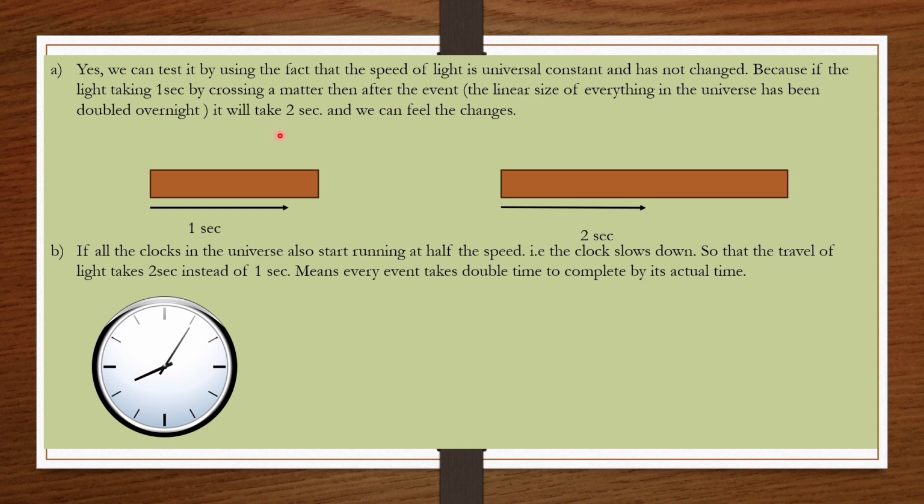Then the third question says, if all the clocks in the universe also start running at half the speed, that is, the clock slows down, which means the travel of light takes 2 seconds instead of 1 second. Every event takes double the time to complete compared to its actual time.